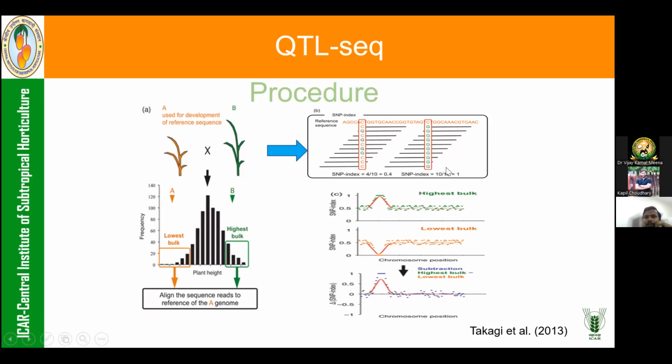Based on this, they calculated the SNP index. Like in the reference genome, you see here reference genome C. Out of 10 reads, you are getting 4 SNP, meaning which is not C. So the SNP index is 0.4. Similarly, at another location, you are getting 10 out of 10 SNP, different from the reference sequence, so the SNP index is 1. When you sequence the lowest bulk and highest bulk and calculate the SNP index separately in those two bulks, you get a delta SNP by a formula.